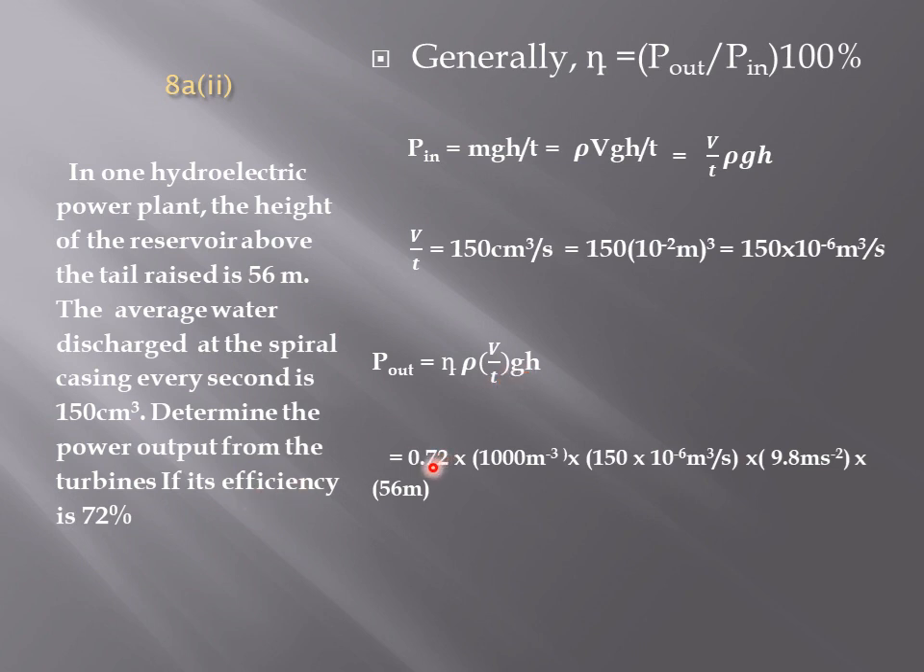If that is well substituted, 72% is equal to 0.72 times 1000, which is the density of water, times the volume rate of flow with time, which is 150 times 10 to the power minus 6 meters cubed per second, times gravity, which is 9.8, multiplied by the height, which is 56. If we compute that using our calculator, we're going to have our power output as 59.3 watts.